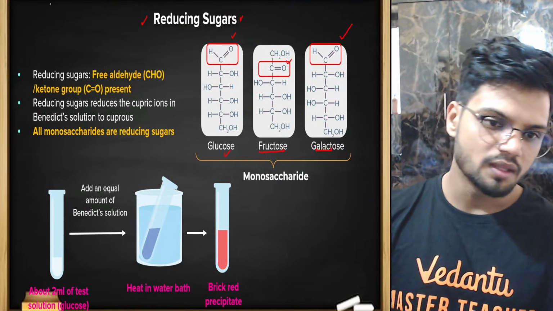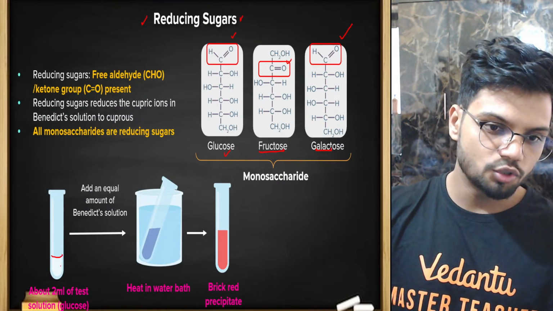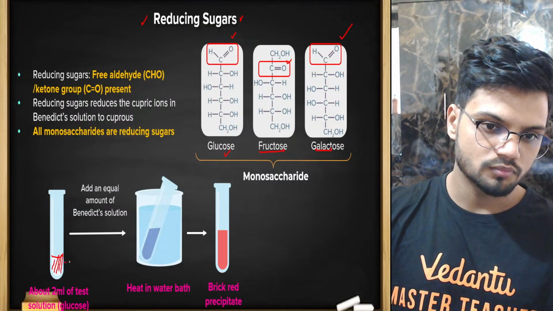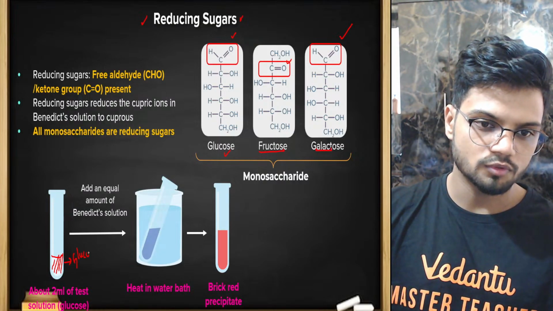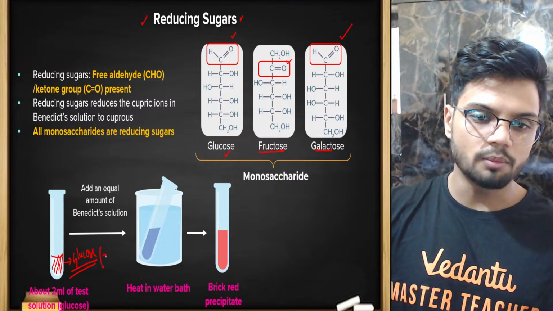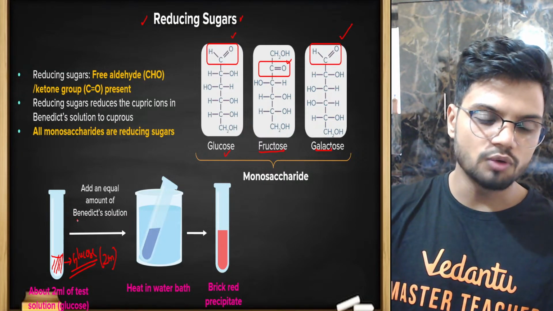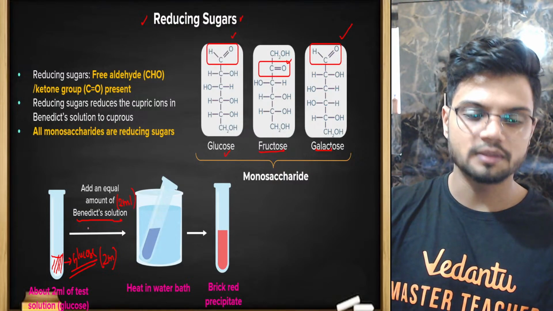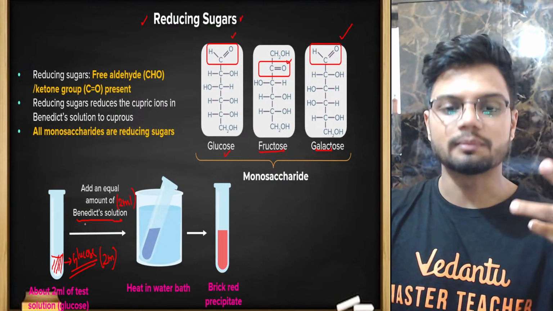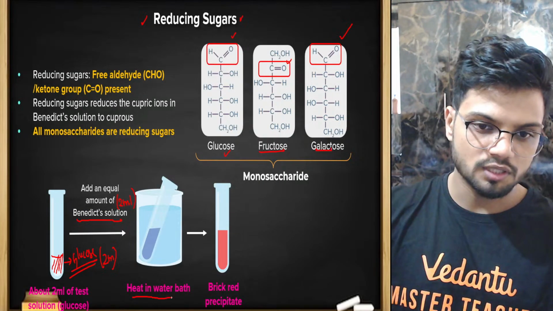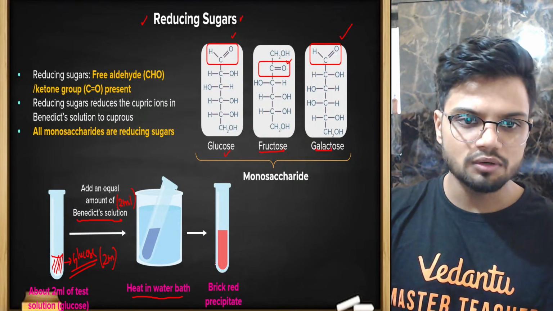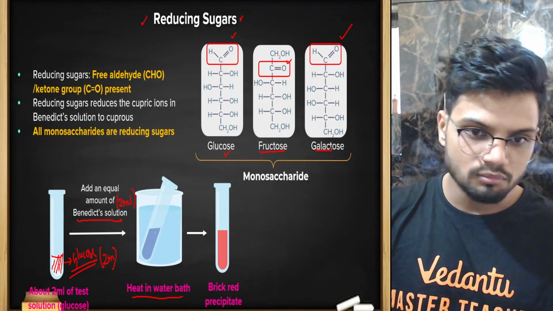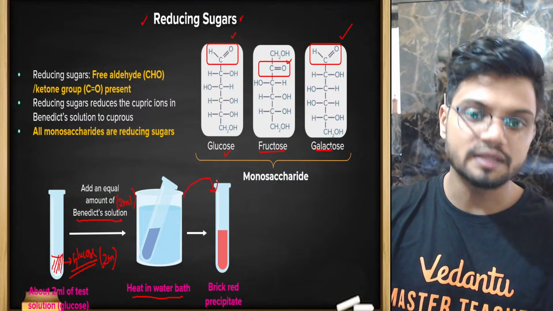For example, here you need to take 2 ml of glucose. You need to add 2 ml of Benedict solution, an equal amount. Now keep it in a water bath. Then you will see what happened. The blue color is turning into brick red.